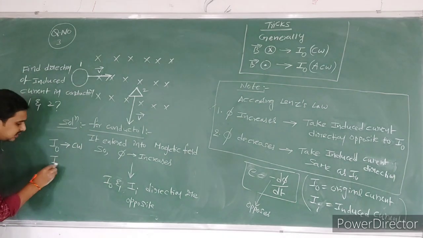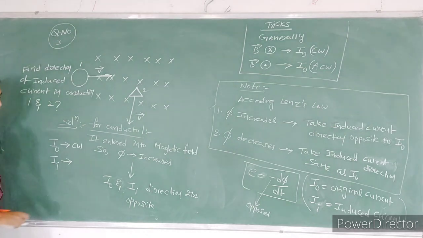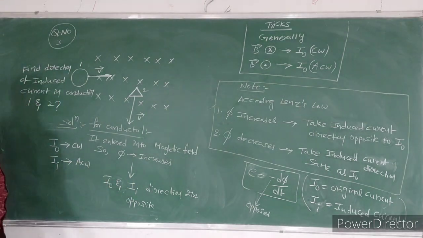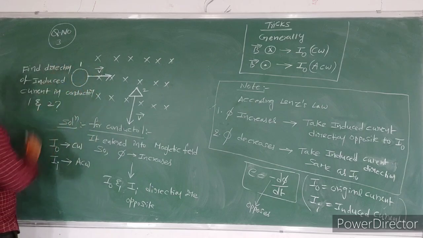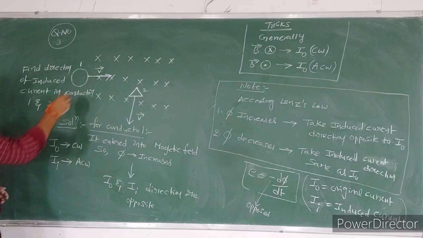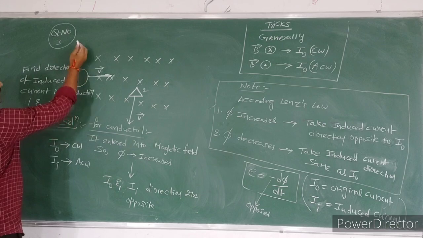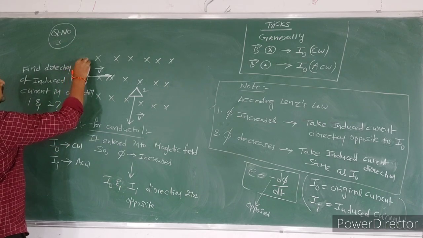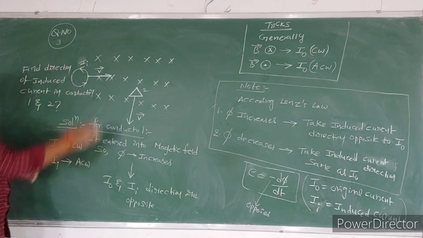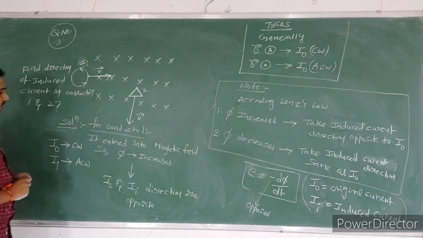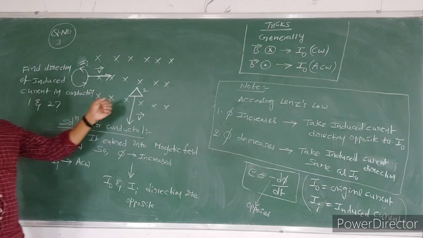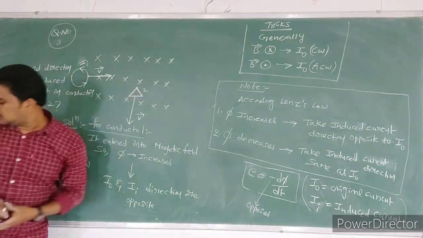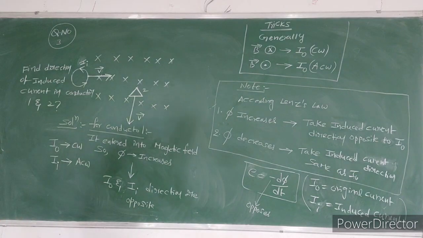Then the induced current direction is opposite, that means anti-clockwise. That means in conductor 1, the current is flowing in the anti-clockwise direction, like this. Induced current is flowing in the anti-clockwise direction. So now I will discuss conductor 2. What is the direction of induced current in conductor 2? So please observe carefully.